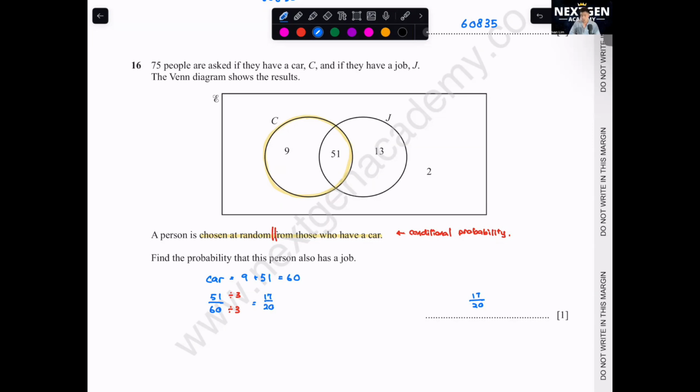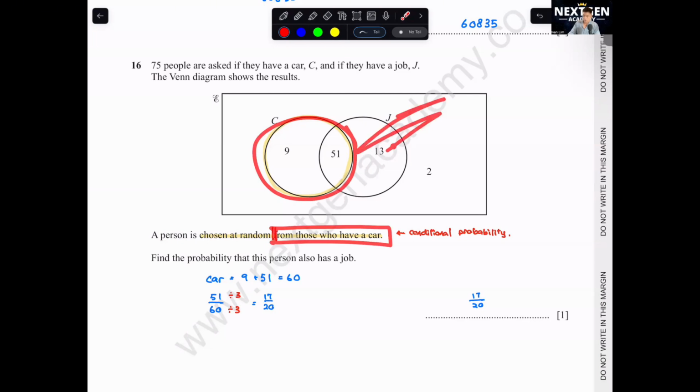If they never say this sentence here, then the probability will be different already. Samyang asked, why we didn't take 13? Because of this sentence here. We only take from those who have a car. Got it? The others, you don't care already, because of this sentence here.